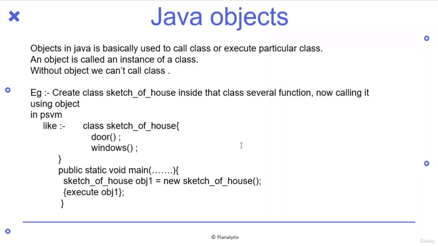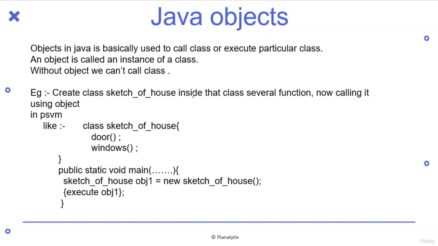As I told you, we are going to create an object. I have not created any object here, but we are going to create an object for that purpose also. It's basically used to call the class or execute that class. An object is also called an instance of a class. Without an object, we cannot call a class. Always remember that to call the class, we have to use an object.